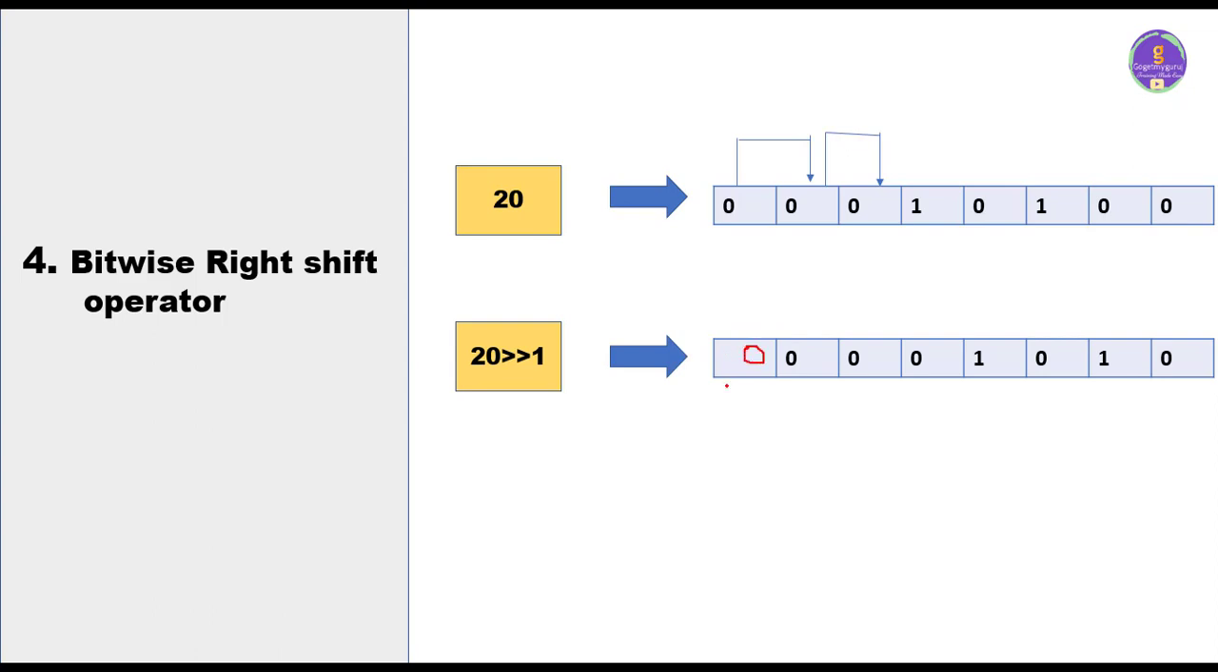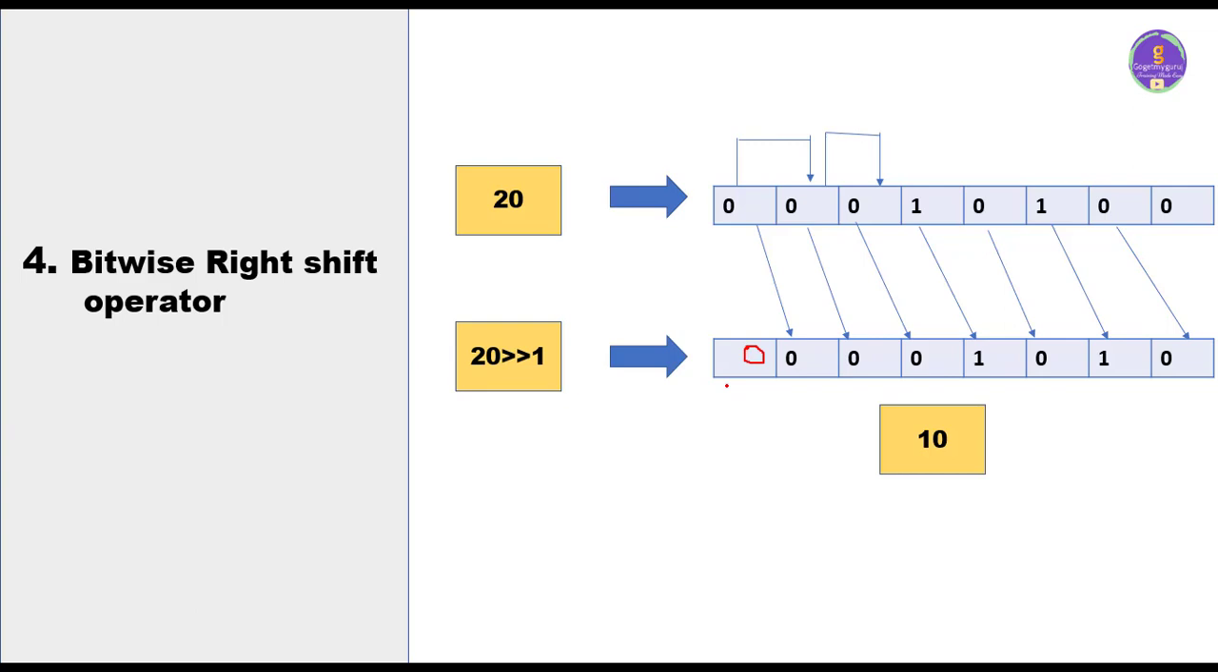So what is the decimal equivalent of this value? The decimal equivalent of this value is 10. That means when you are doing a left shift operation, you are multiplying by 2, and when you are doing a right shift operation, you are dividing. So you can make use of these bitwise operators for multiplication and division operations as well.